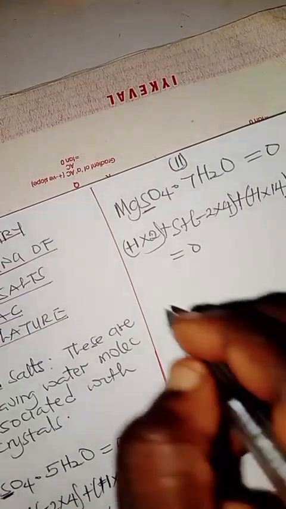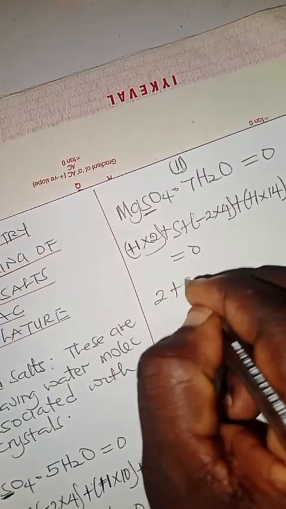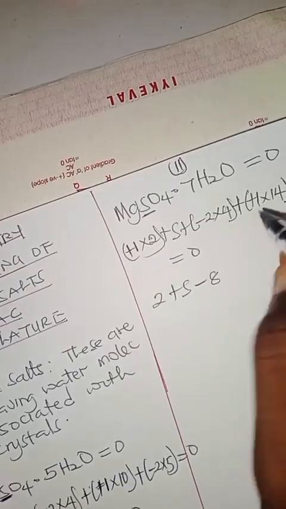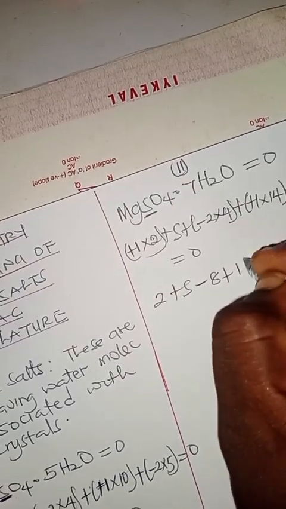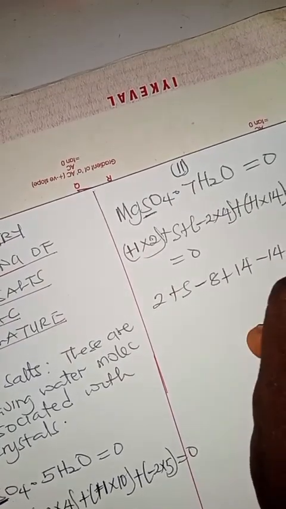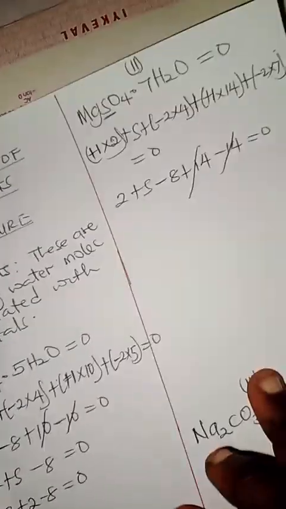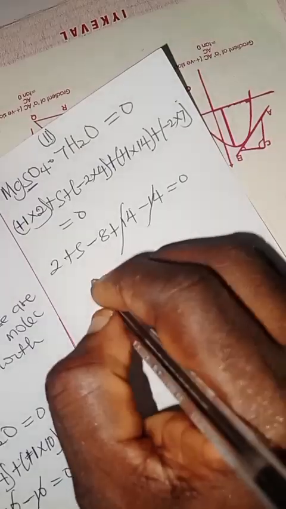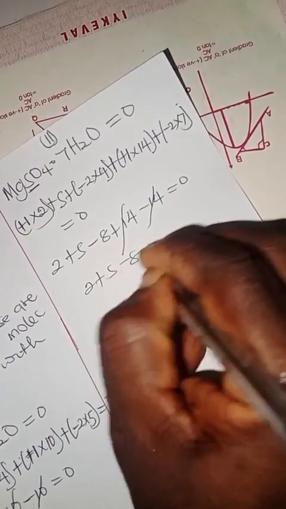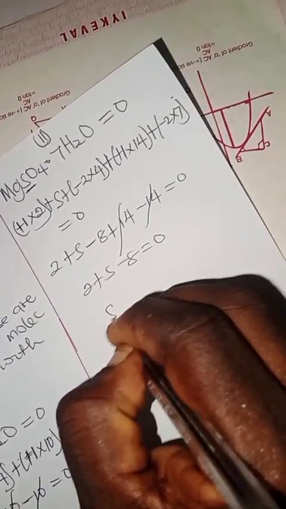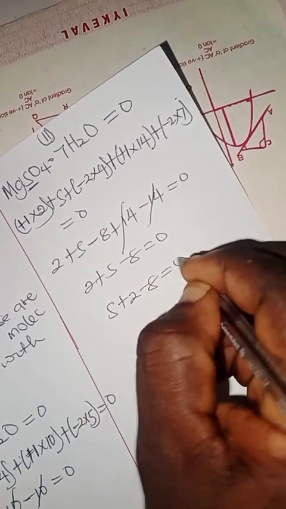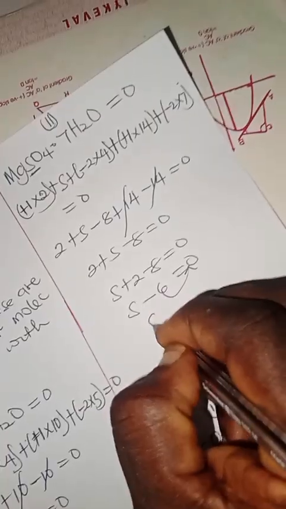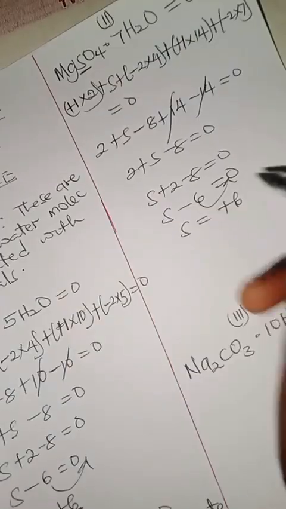Then here, 2 plus x minus 2 times 4, that will be minus 8, plus 14 minus 14 equals 0. It will cancel. Minus 14 will cancel plus 14. Then you have 2 plus x minus 8 is equal to 0. So here you have x plus 2 minus 8 is equal to 0. X minus 6 is equal to 0. Transfer this one here. X is equal to plus 6.